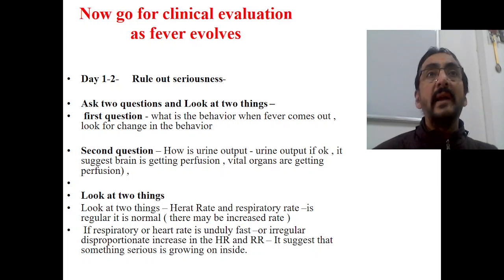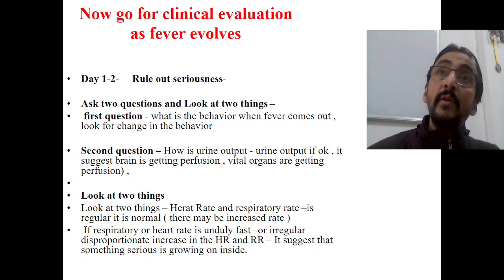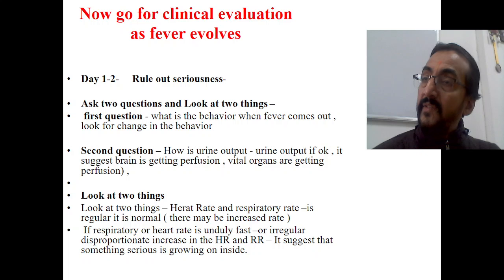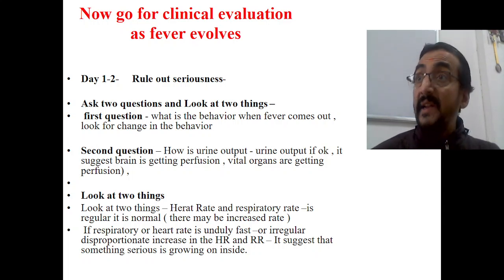For example, relative bradycardia, which is seen in typhoid fever. The proportion of respiratory rate and heart rate is 1:3 or 1:4. That has to be maintained, which is not maintained in relative bradycardia, commonly seen in typhoid fever. So whether there is irregularity of the heart rate, a rhythm problem, or ectopic beats, or whether they are proportionate or not, these are the things that you have to see. If heart rate and respiratory rate are regular, although there is tachypnea and tachycardia, no issues, but it should be regular.